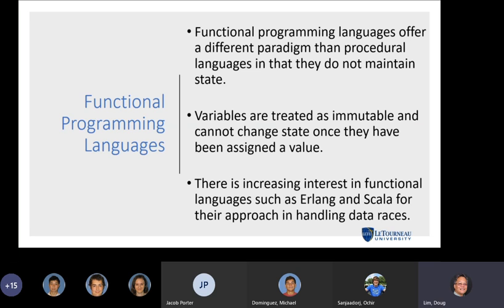And so here we have functional programming languages, which is a completely different paradigm, as I said. Variables are treated as immutable, like strings in Java, and cannot change state once they have been assigned a value. There's increasing interest in functional programming languages such as Erlang and Scala, and Haskell was another one that I mentioned. So this is, again, a different paradigm where you don't have to worry about data race conditions.